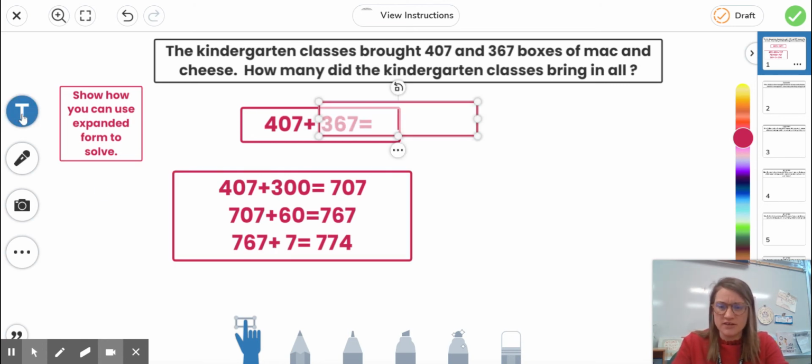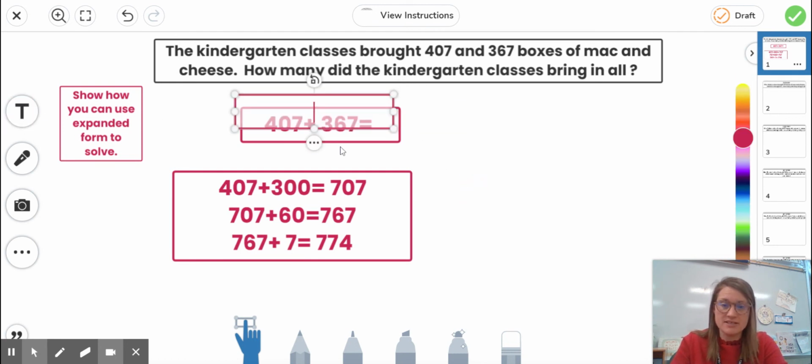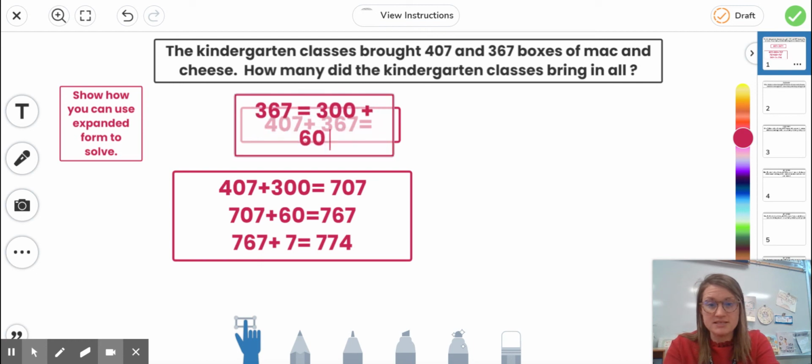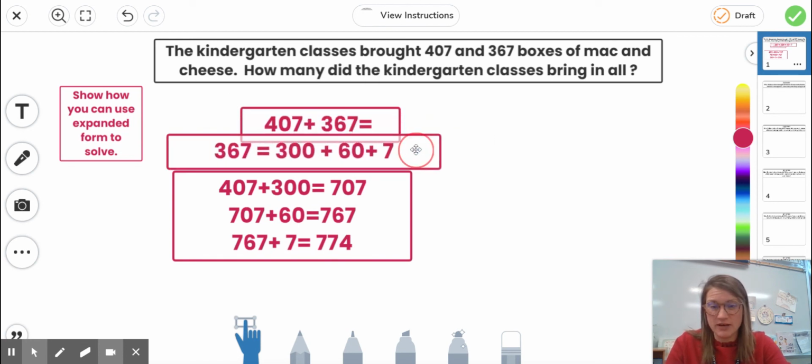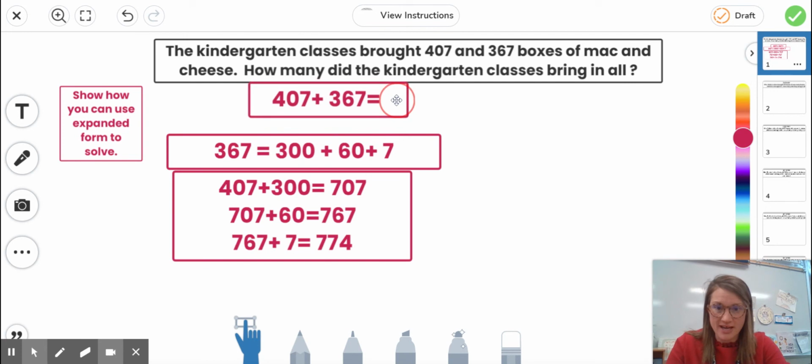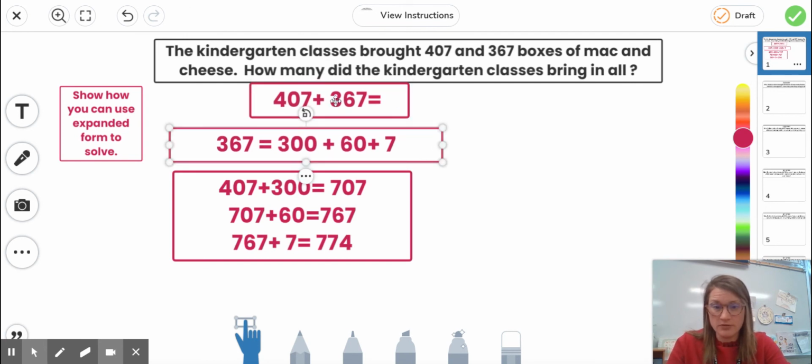So I'm going to draw this out for you for just a quick second. If you think about what we've already learned this year about expanded form, remember 367 is equal to 300 plus 60 plus 7. So that's exactly what I added as we went along. And actually, you might even want to do that on yours first before you start adding. I think about the expanded form, 300 plus 60 plus 7. And down here, first I added 300, got to that. Then I added 60, got to that. And then I added 7, and I got to that.